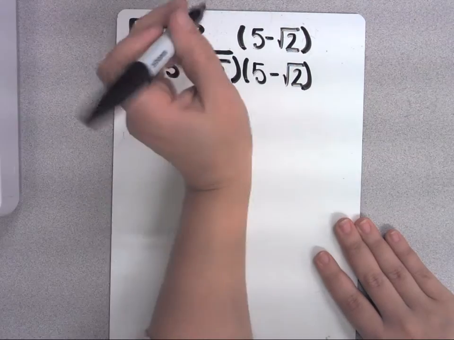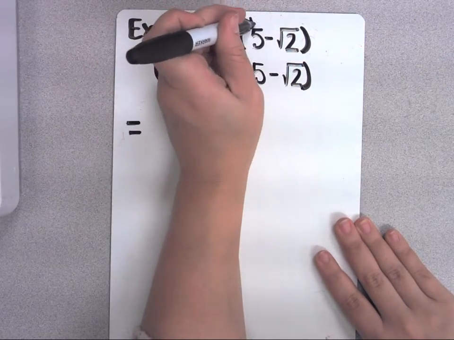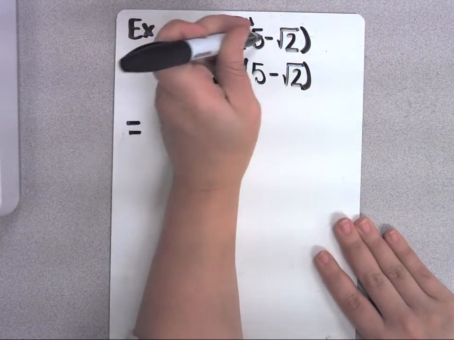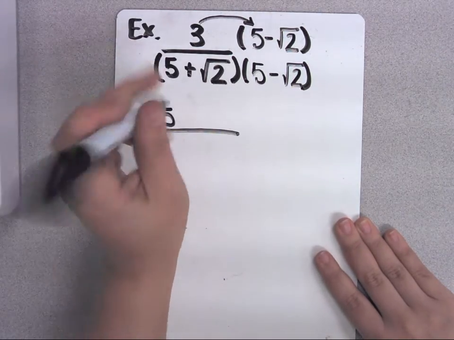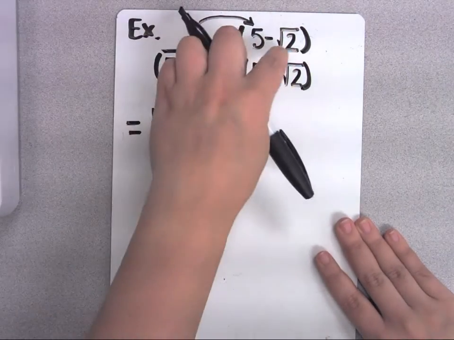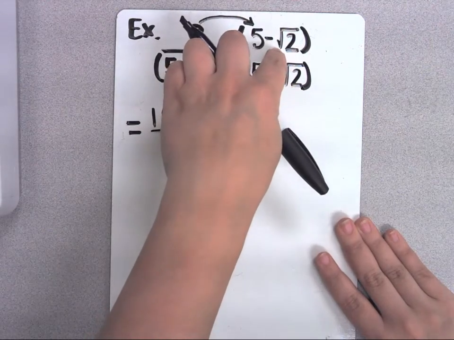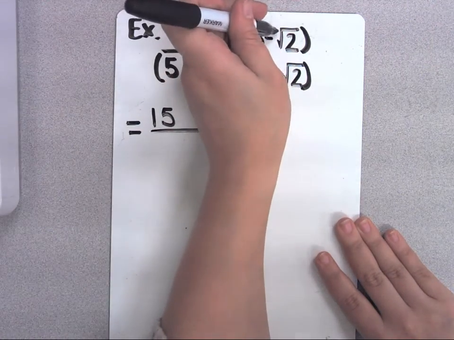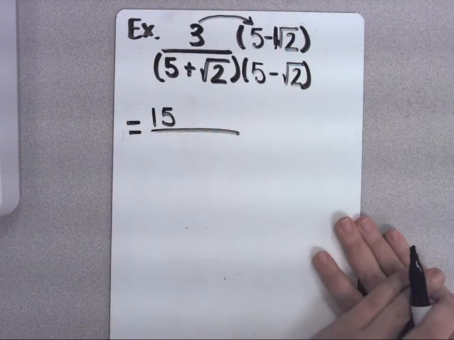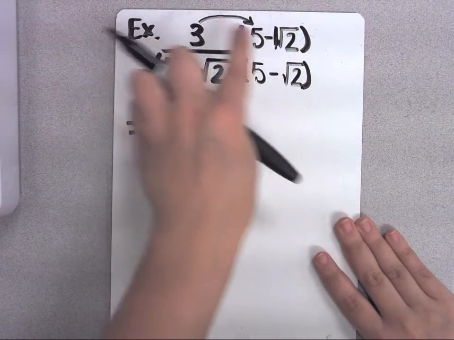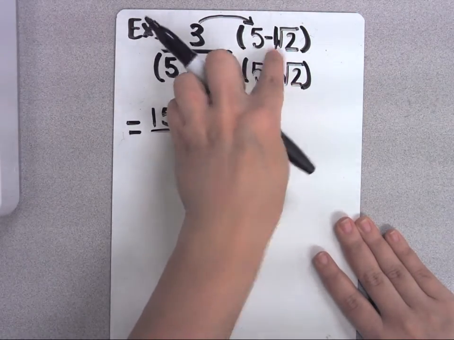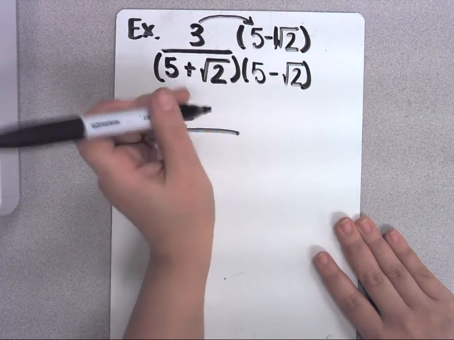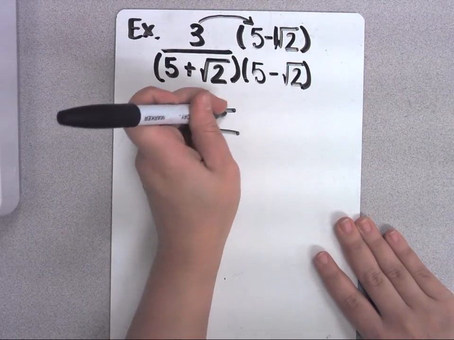Now the top, you're really just going to distribute. So 3 times 5 turns into 15. Now, can you multiply a whole number times a radical number? No. What number is technically outside this right here? 1. So when you take 3 and multiply it by this radical, you're really doing 3 times negative 1. So this will turn into minus 3 radical 2.